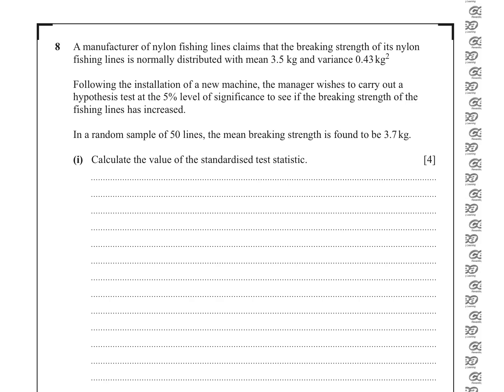Question 8. A manufacturer of nylon fishing lines claims that the breaking strength of its nylon fishing lines is normally distributed with a mean 3.5 kilograms and a variance 0.43 kilograms squared. Before we go on, I just want to write that down so I'm not having to read through 100 times. X is normally distributed, the mean is 3.5, and they give us the variance, so that's the standard deviation squared already, so we don't need to square that number. That is the variance.